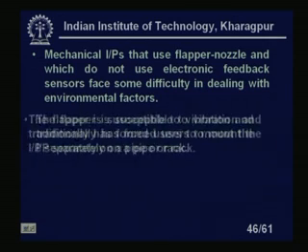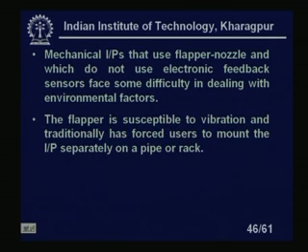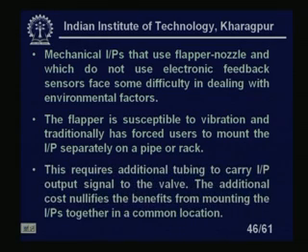What are those factors? Let us look at them. The flapper is susceptible to vibration and traditionally has forced users to mount the I to P, the current to pressure converter, separately on a pipe or rack. This requires additional tubing to carry the I to P output signal to the valve. The additional cost nullifies the benefit from mounting the I to P converter together in a common location.